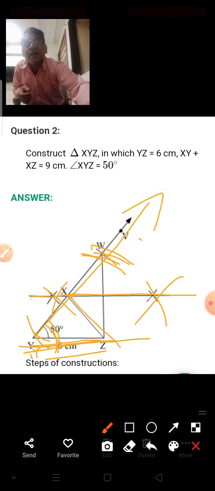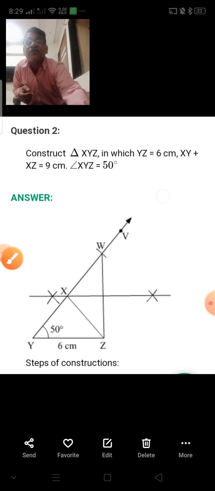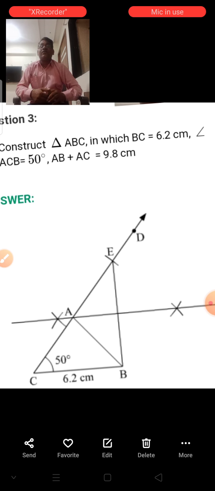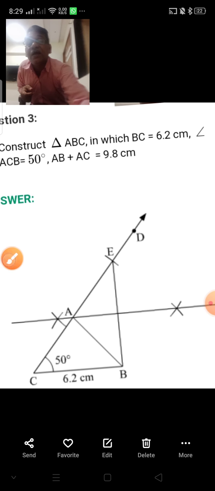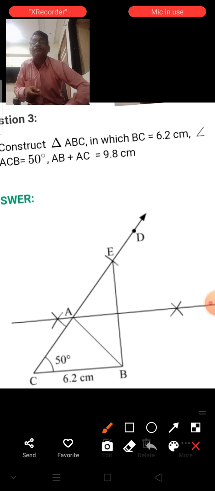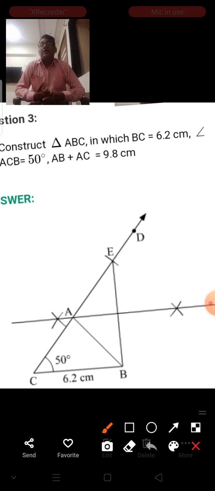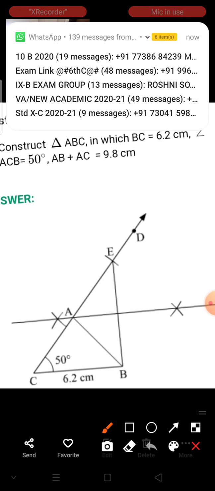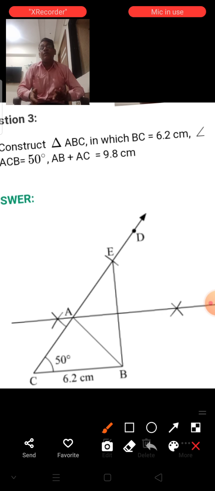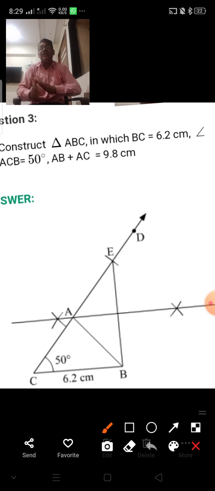Now come to question number 3. See question number 3 now. Construct triangle ABC in which BC is equal to 6.2 centimeter, angle ACB is equal to 50 degrees, AB plus AC is equal to 9.2 centimeter. Now here the angle C is given, so you have to take BC as CB. BC is given, don't take BC, you have to take CB because angle C is given.